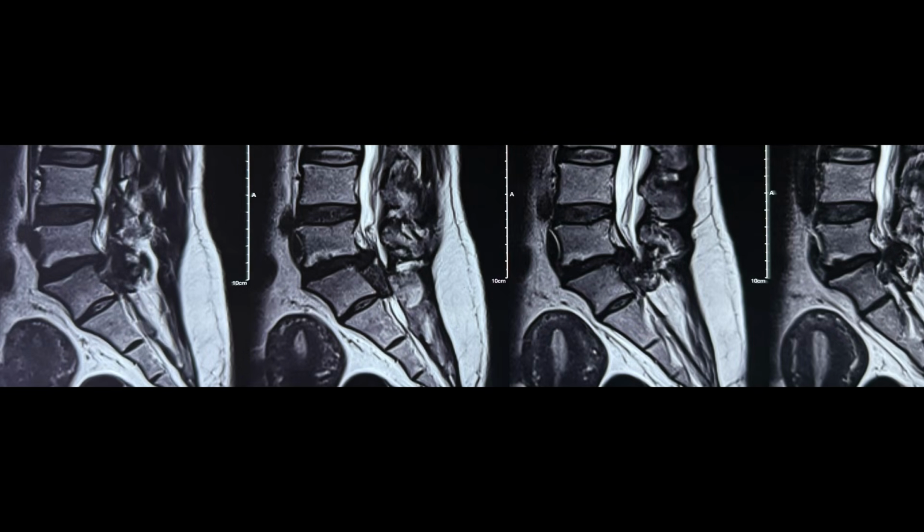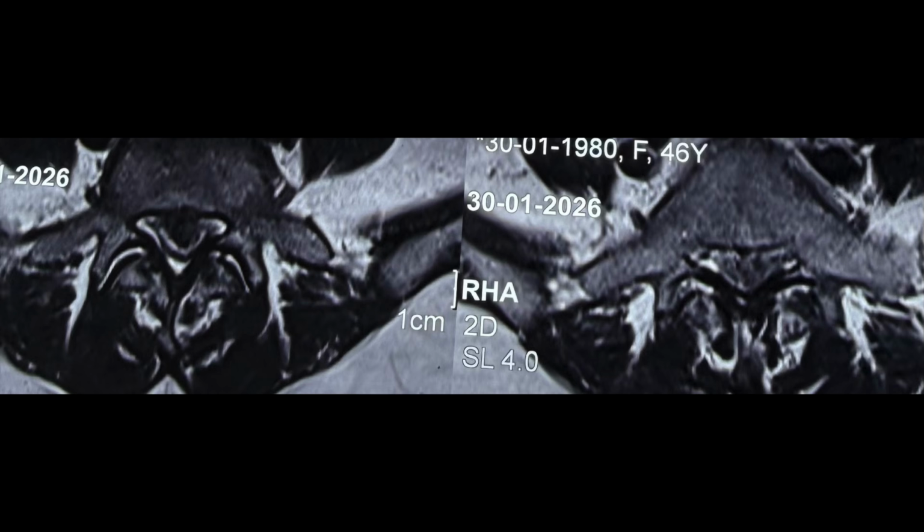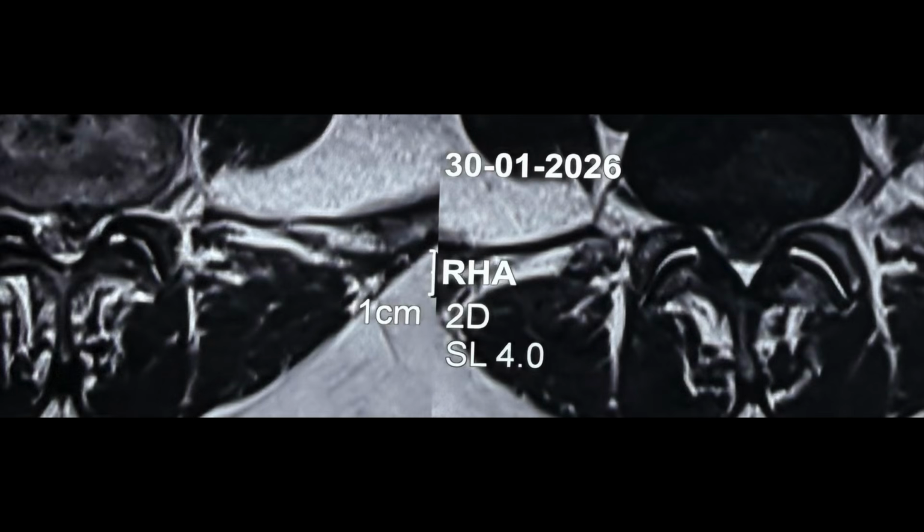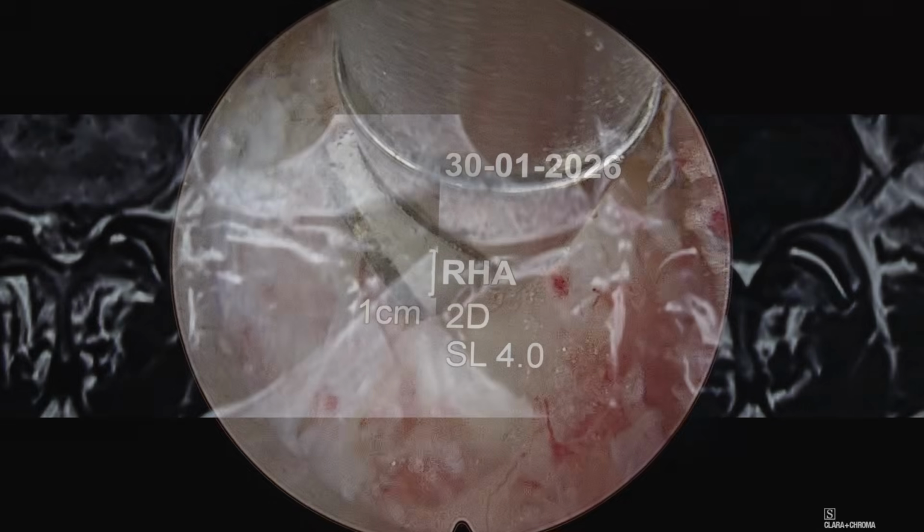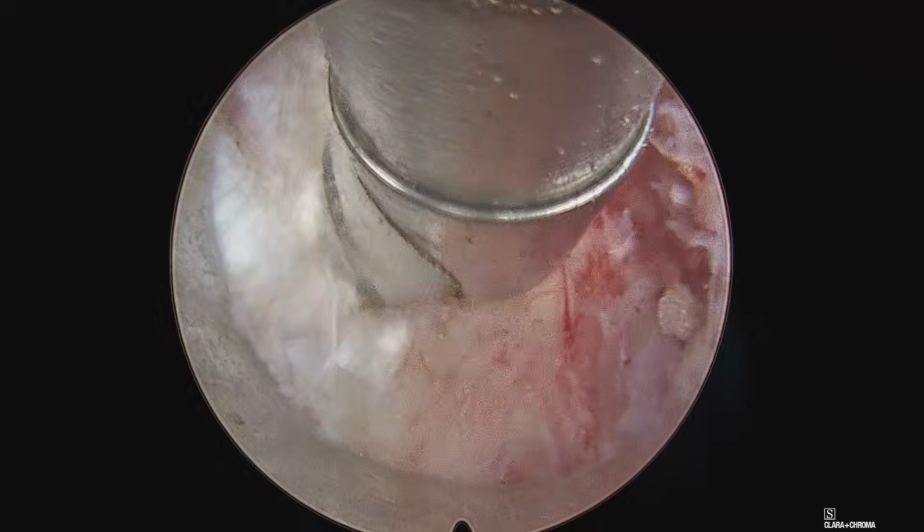On sagittal MRI, there is L5-S1 large disc herniation with caudal migration, and on axial scans, there is significant sequestrated disc herniation with thecal compression. This patient is taken prone under GA and docking was performed.